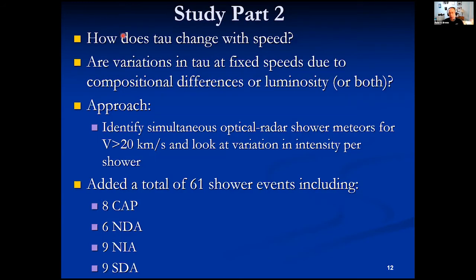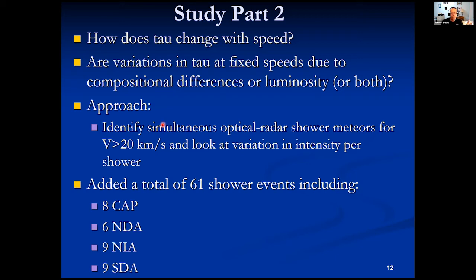So the second part of this program was to understand how tau changes with speed, so expand the speed range of our tau measurements. Are variations in tau due to compositional differences, or is it luminosity, or both? What we're planning to do is look at meteors that are above 20 kilometers a second, and in particular are from specific meteor showers.